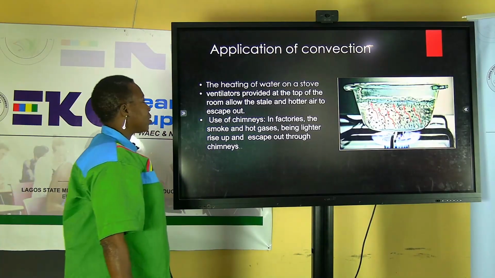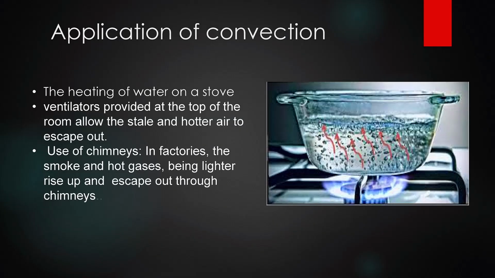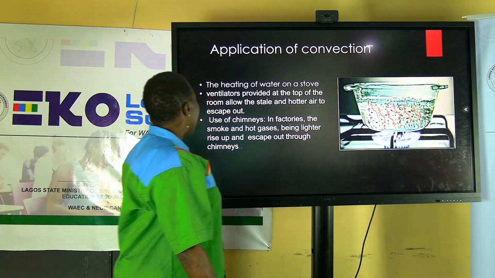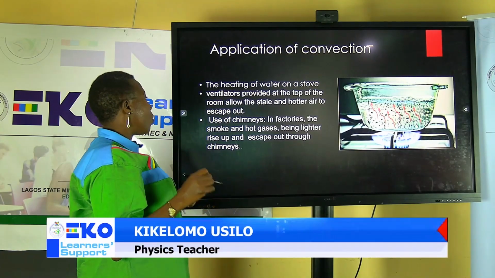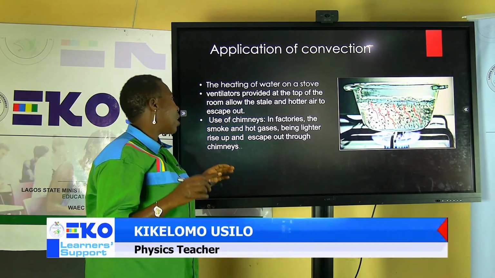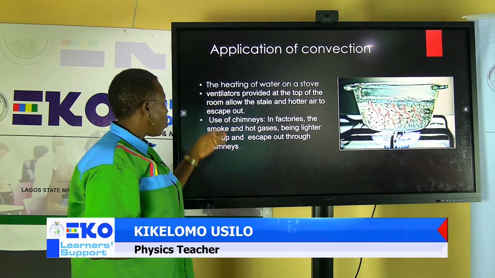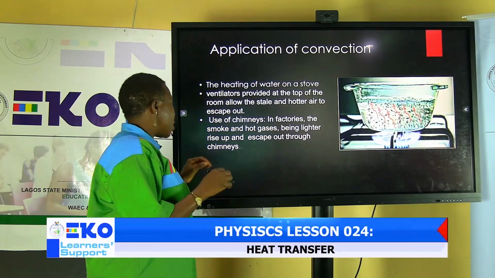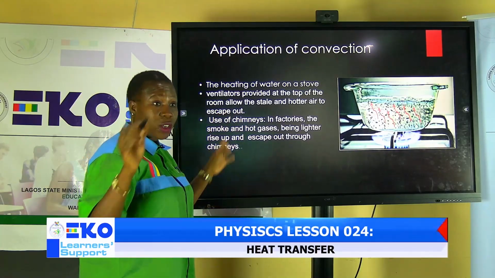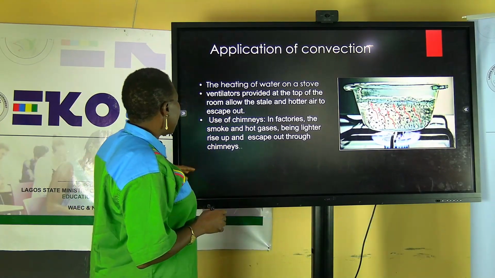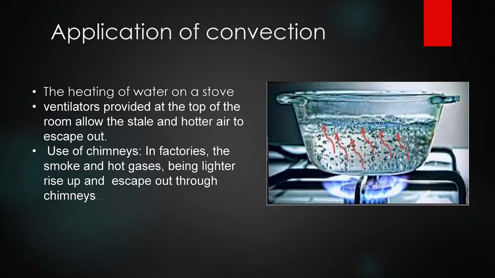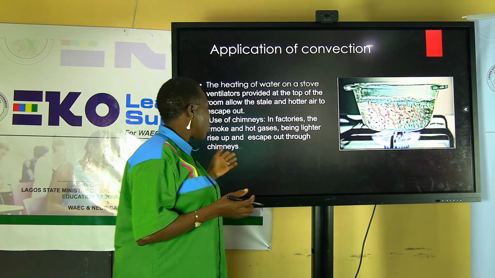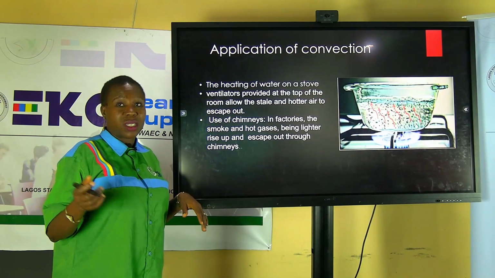Application of convection. We have the heating of water on a stove, which is the diagram we have here. We have ventilators provided at the top of a room, which allow stale and hotter air to escape. We have this in factories. Ventilators are mostly used in factories or warehouses. Then we have the use of chimneys. In factories, the smoke and hot gases, being lighter, rise up and escape through the chimneys.